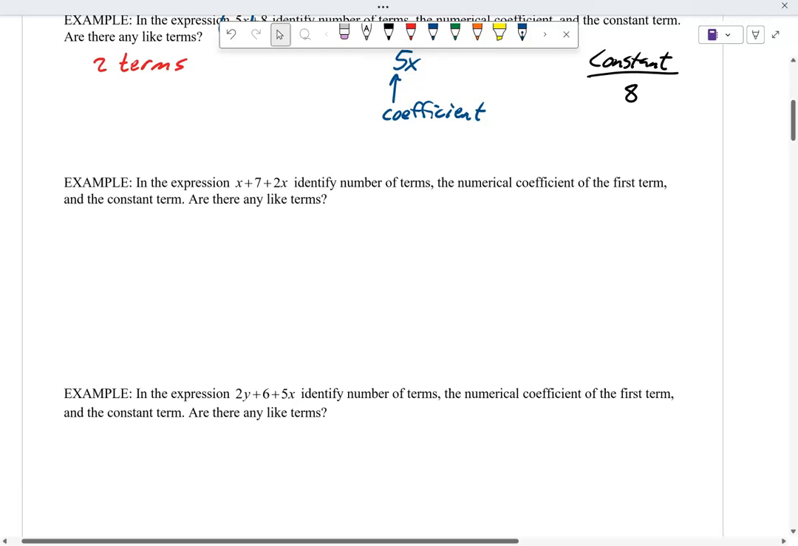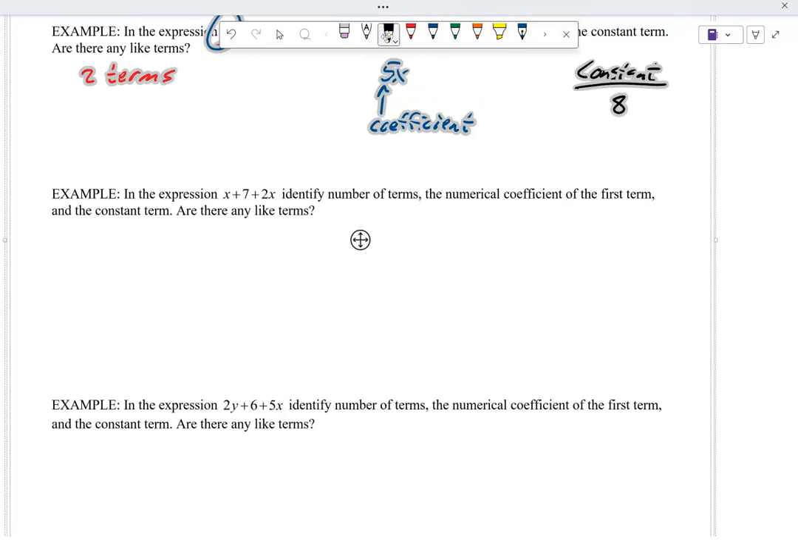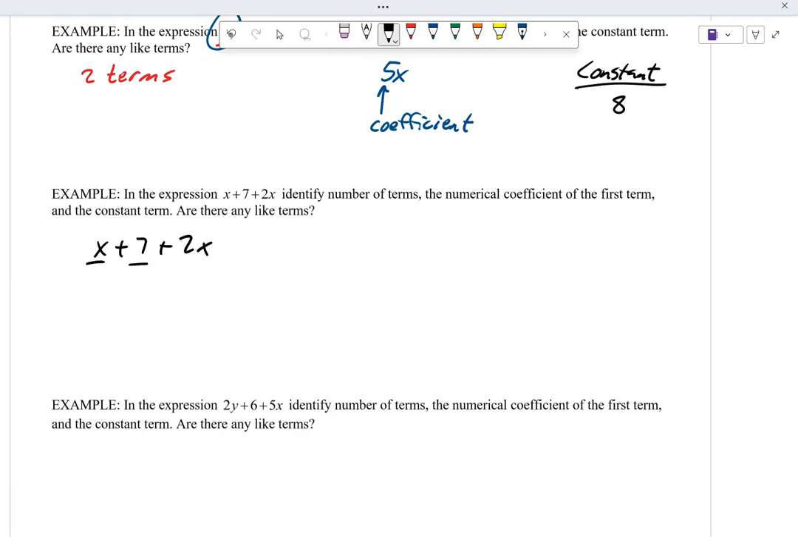In the expression x plus 7 plus 2x, how many terms do we have? Hopefully you say, yeah, 3 terms. There's an x, 1, 2, and 3, right? Separated by plus. So 3 terms. Numerical coefficient of the first term. Well, our first term is that x right there. So what's the coefficient in front? It doesn't show it. Yeah, 1x, right? If there's nothing there, it's a 1. So there's our coefficient of that first term.